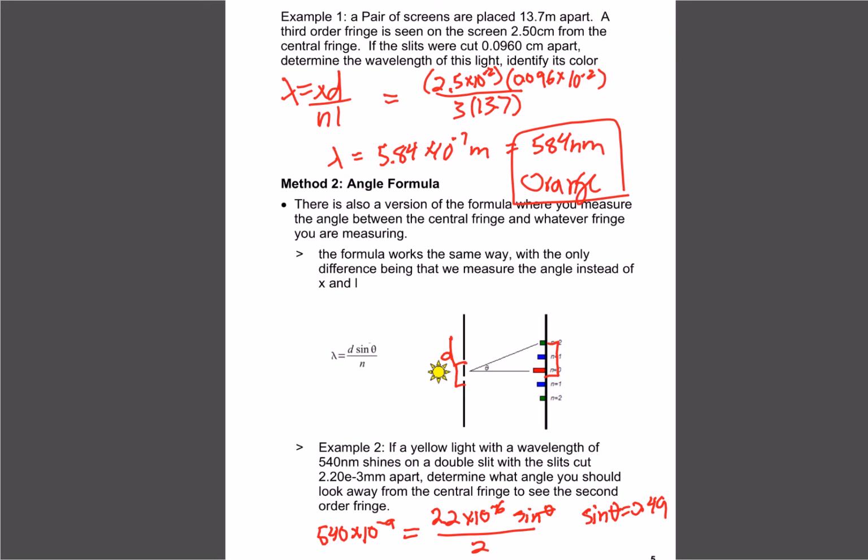Let me just double check. I'm in radian mode. I'll switch to degree mode. So we get about 30.8 or 31 degrees approximately. Okay, so either of the two formulas, they work the same. Just one gives you distances, one gives you the angle, but just pick whichever one is appropriate.